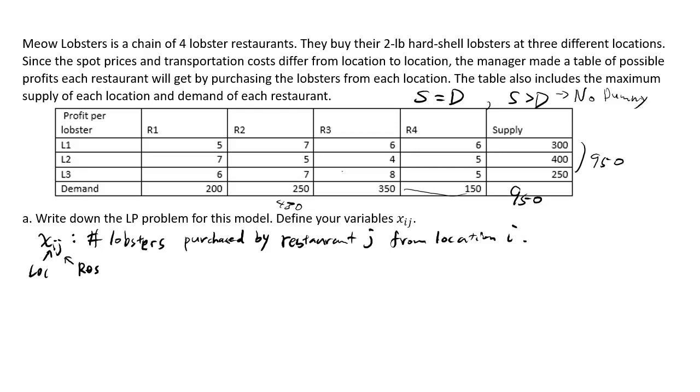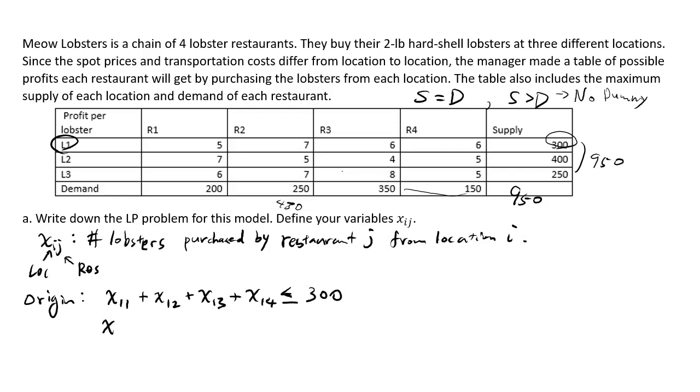Alright, first let's start with the origin nodes. Remember, origin nodes, you always need the inequality. So for L1, you have x11 bought by restaurant 1 plus x12, x13, x14. These are all the sum of the lobsters bought by the restaurants, and they have to be less or equal to the total supply that this location 1 can provide, which is 300. You see this 300. Okay, so for L1 that's 300.